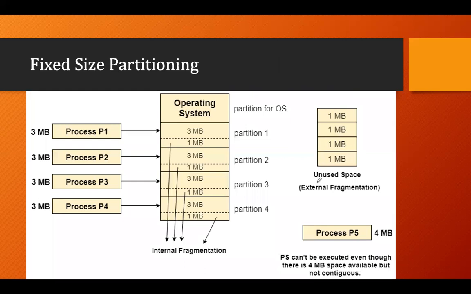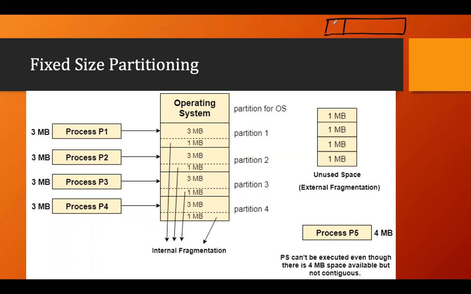We will see the contiguous memory location, in which the first method is the fixed size partitioning method. So what happens in the fixed size partitioning method? The memory is divided into fixed sizes. Fixed size doesn't mean that we have only one size of memory. Let's say the whole memory is divided in such a way.